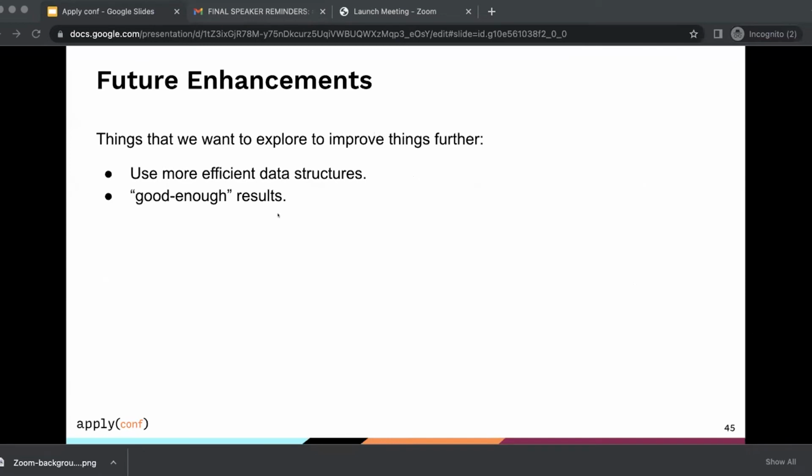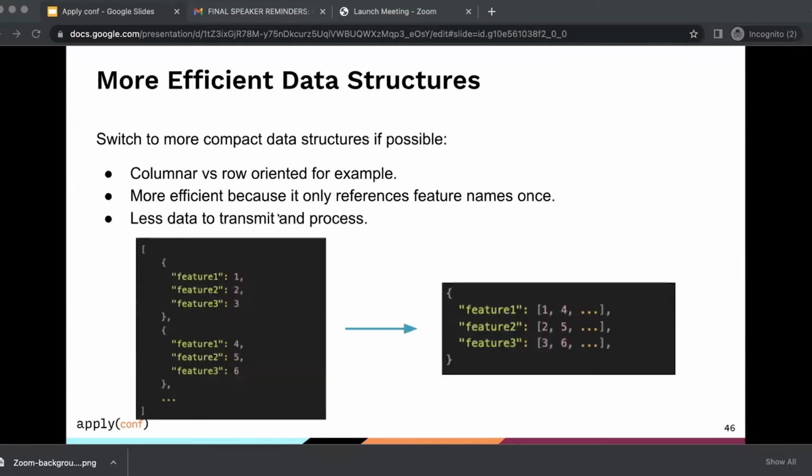A couple more enhancements that we haven't done yet, but we're looking at. First, using more efficient data structures, and this idea of good enough results. First off, more efficient data structures. This is fairly self-explanatory, but the idea is: can you minimize the amount of data flowing through the system? It's going to be fewer bytes sent over the network, and less to marshal, unmarshal, serialize, and deserialize, which will save you CPU as well.